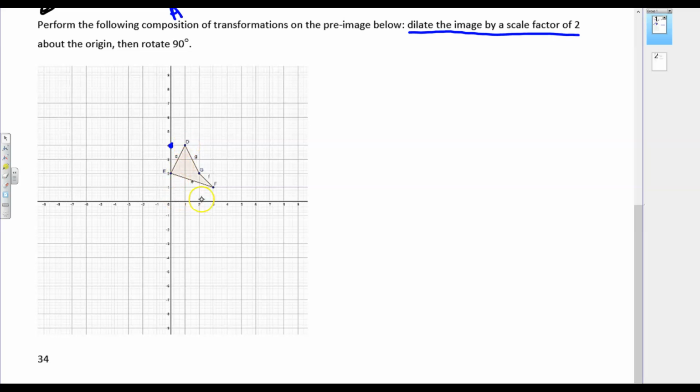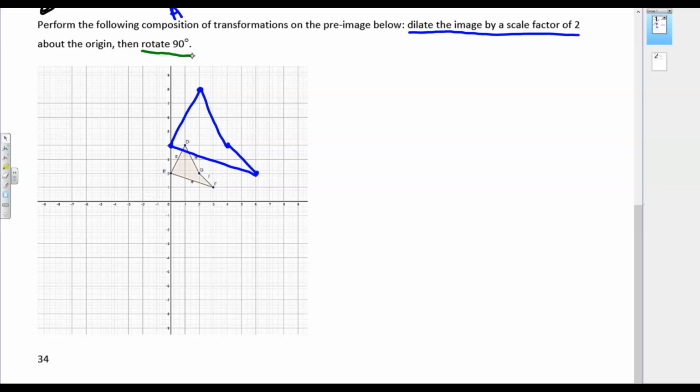Therefore, the new one would be at 2, 8. I'm multiplying both by 2. G is at 2, 2. Therefore, the new G would be at 4, 4. And F is at 3, 1. Therefore, new F would be at 6, 2. So there's my first step, right? We have now dilated the image by a scale factor of 2. We've actually enlarged it. And now I want to rotate 90 degrees.